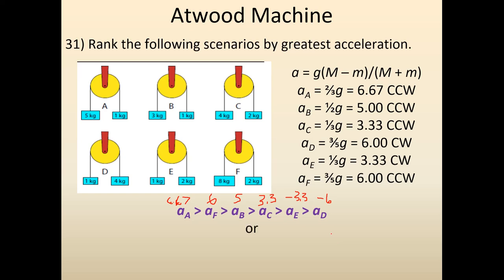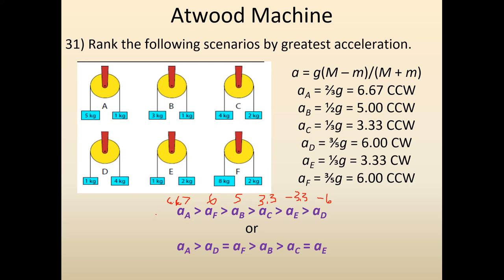Or if you're ranking this based off of the magnitude of the acceleration, the absolute value, where we're not taking into account signs, then we end up having this. A is still the largest, but now D and F both have a magnitude of 6, so they would be ranked equally. And similarly, C and E are also equally ranked, so they would have an equal sign because their magnitudes are the same, and we could get this. So this really depends on how you read this.